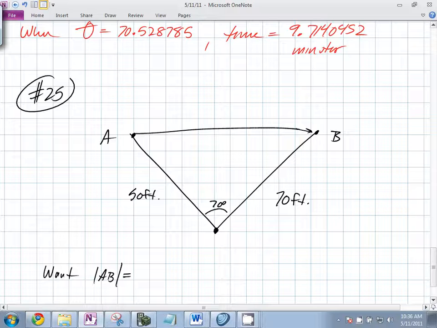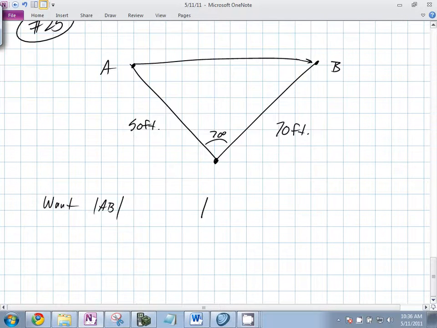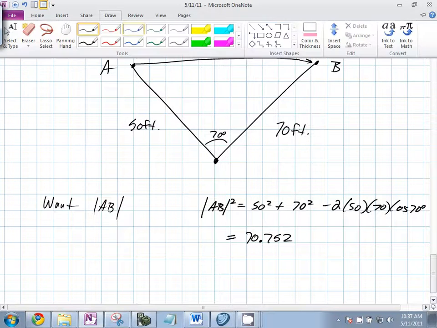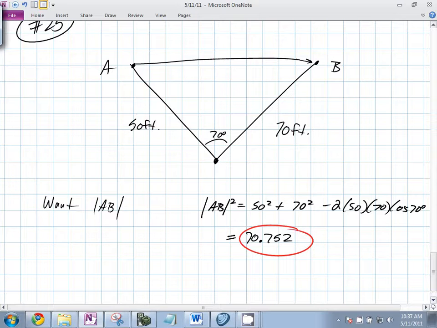Law of cosines, exactly, because you have side angle side. So you know that AB squared is equal to 50 squared plus 70 squared minus 2 times 50 times 70 cosine of 70 degrees. Anybody have an answer to 3 decimal places? Yeah, 70.752. Does that pass the reality check? Does that make realistic sense given this diagram? I mean, it's not an equilateral triangle, but it's decently in that realm, right? It's not that far off.